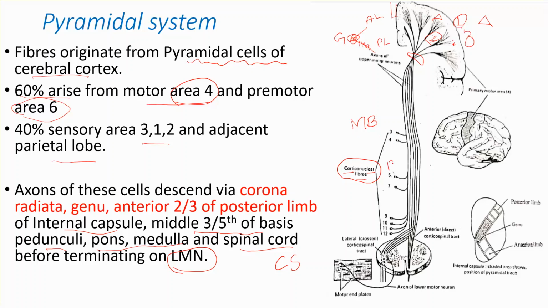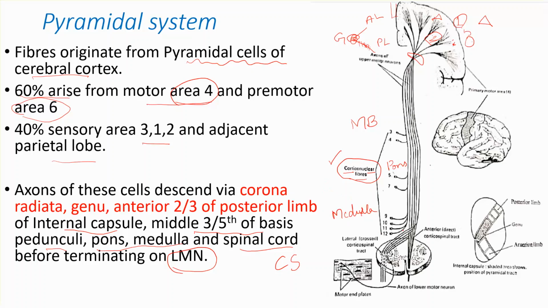Then at the pons, it will give supply to the fifth nerve, that is the trigeminal nerve, and the seventh nerve, that is the facial nerve. It will give branches only to the motor cranial nerves. Then at the medulla, it will give to the ninth nerve, the glossopharyngeal nerve, 10th vagus nerve, 11th spinal accessory nerve, 12th the hypoglossal nerve. All these branches together are called the cortico-nuclear fibers.